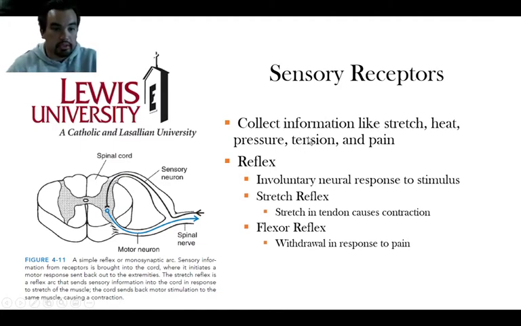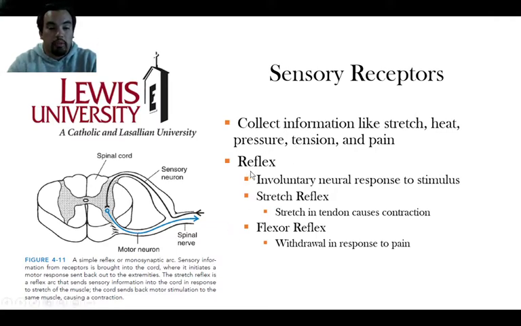Sensory receptors. What these do is collect information like a stretch in the muscle, heat in the muscle, pressure, tension, and pain within our body. It's not necessarily our muscle, it could even be our skin as we get some tension. So if I push on my skin, I'm technically going to be pushing on the muscles underneath it. If I rub my arm, I'm creating heat, I'm creating pressure, some tension in there, and possibly even some pain.